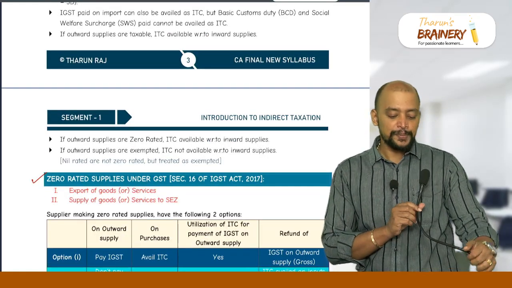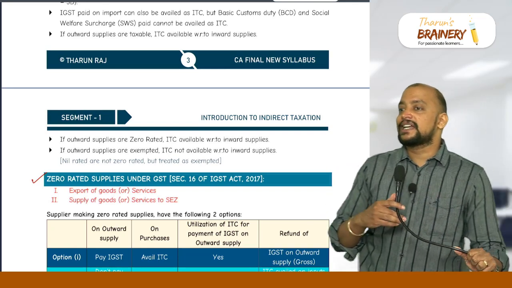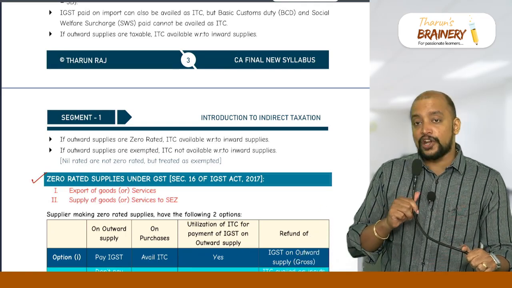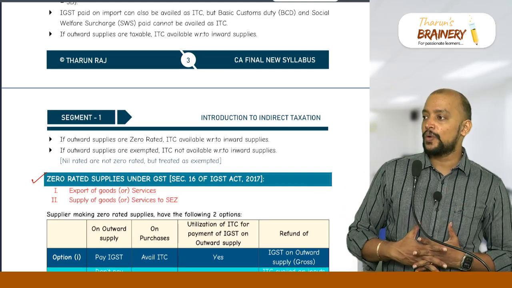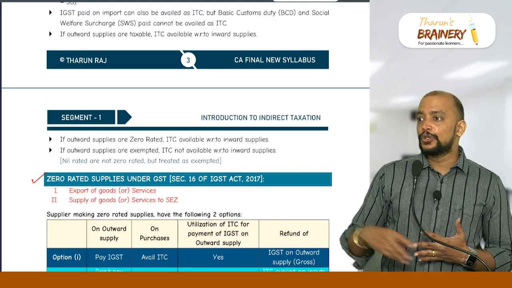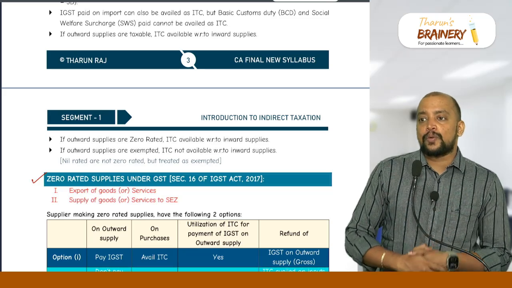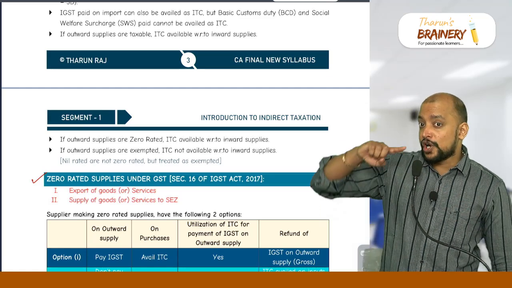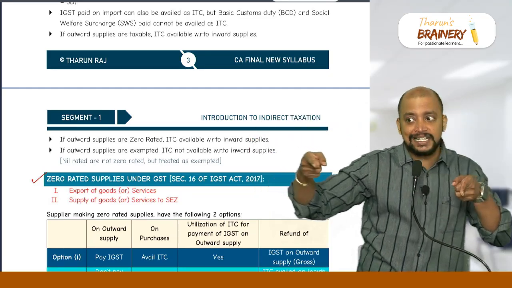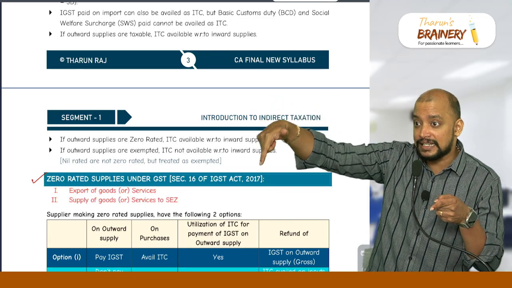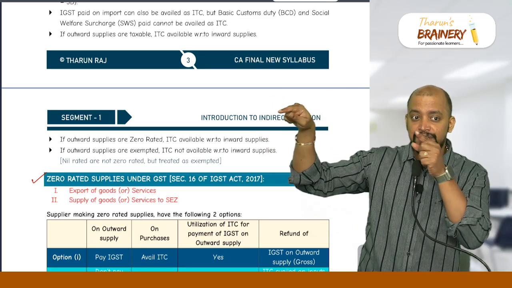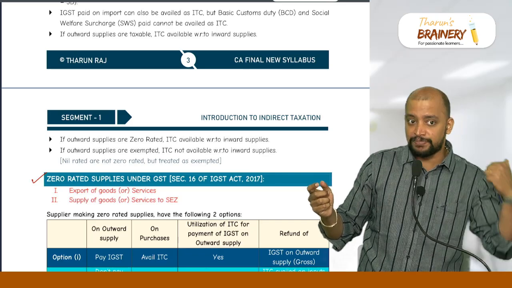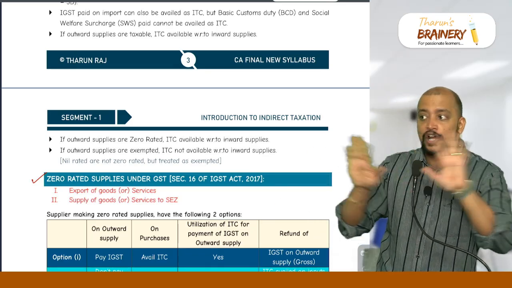Then see the next one. This is a general principle. When my outward supply is taxable, I can take input tax credit on my inward supply. But when my outward supply is exempted, I cannot take credit on my inward supply. What does it mean? Say I am selling two products, product X and product Y. Product X is taxable, whereas product Y is exempted. Product X related material that I am purchasing, I can take ITC. Why? Because product X is taxable. So whatever material that I buy for using in product X, I can take ITC, but product Y is exempted. So whatever material that I purchase for use in product Y, I cannot take input tax credit.